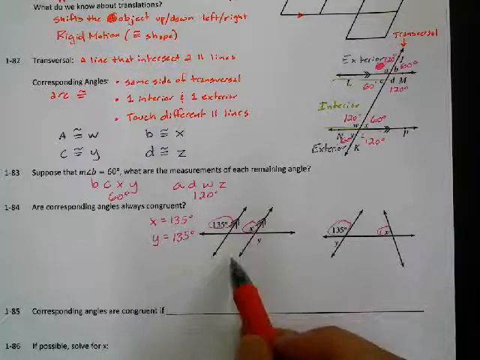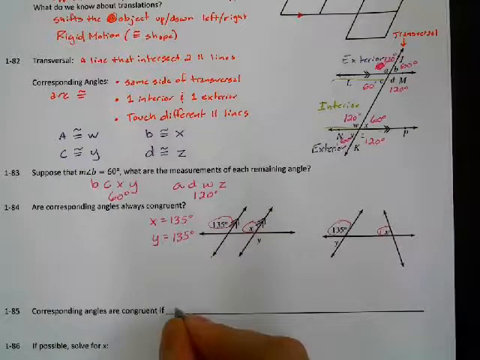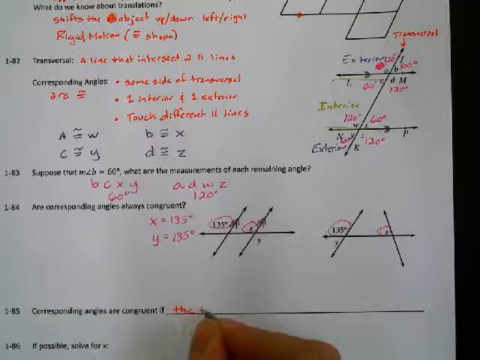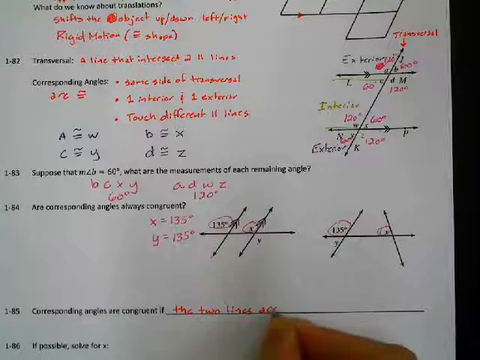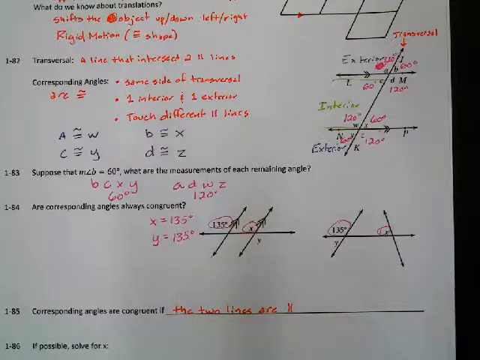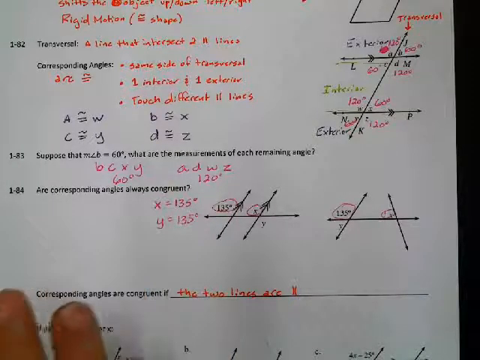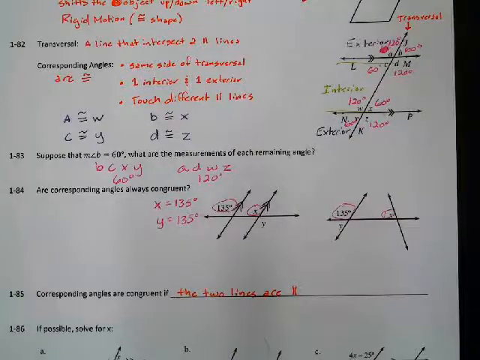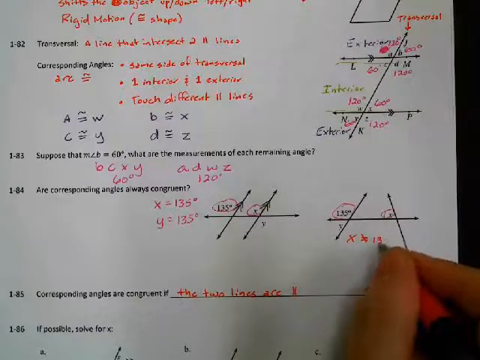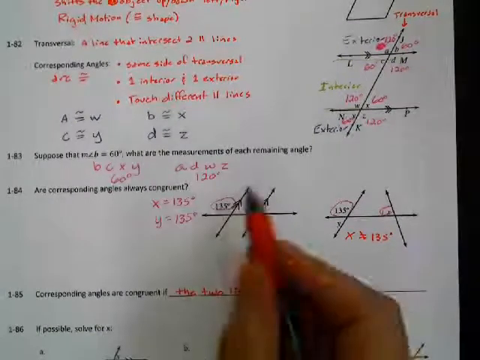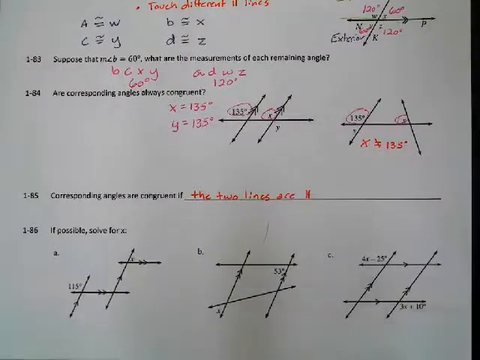So corresponding angles are congruent if the two lines are parallel. If they're not parallel, they can't be congruent. So we can't use this rule for corresponding angles are congruent unless the lines are parallel to each other. So this one, X does not equal 135. This one did work because they were parallel. This one doesn't work because they're not parallel. All right, almost there. Last few problems.